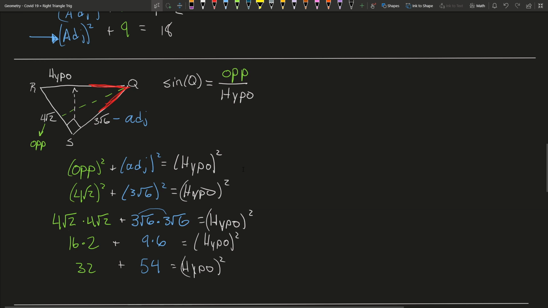All right, and then we can go about solving for the hypotenuse. Okay, so 32 and 54, that's 86. We have to take the square root of both sides. And then solve.